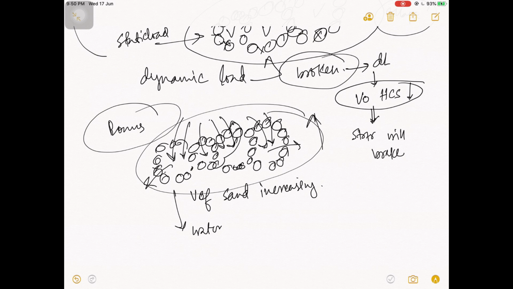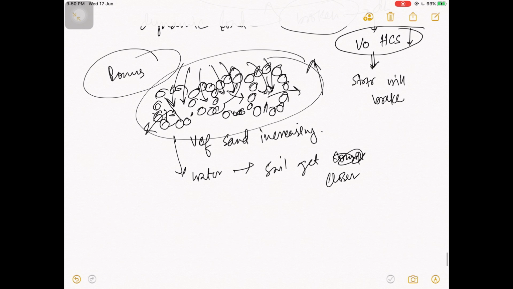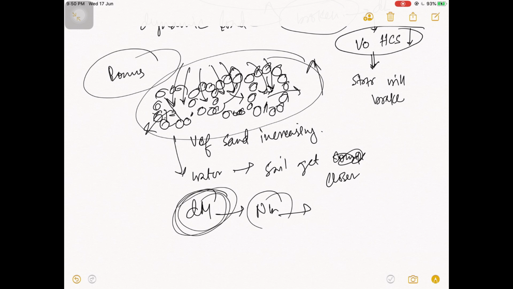leave this place, and all the particles come close, and the soil gets compacted. So when design mix had not come to the market, people were doing the nominal mix. In nominal mix they were making lots of profit, and that is why nowadays we don't apply the nominal mix, we always go for the design mix for better design.